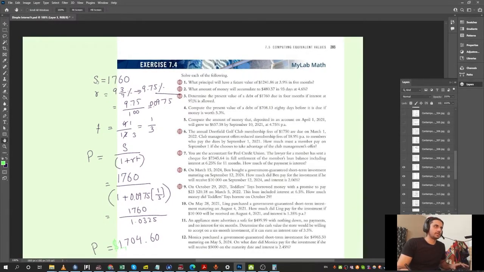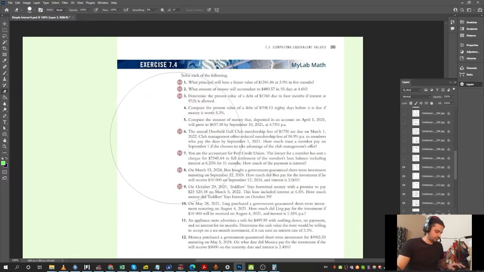Very good. So all we did here, we are already given the amount, the future value, we're given the rate of interest, we're given the time. All we did was plug in the principal or present value formula. Okay. Boom. So that's question 3.